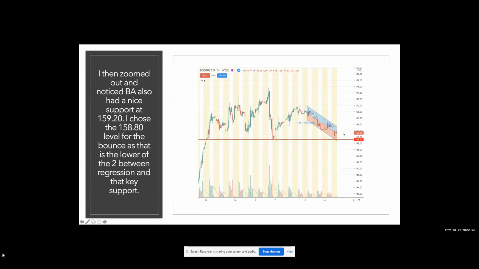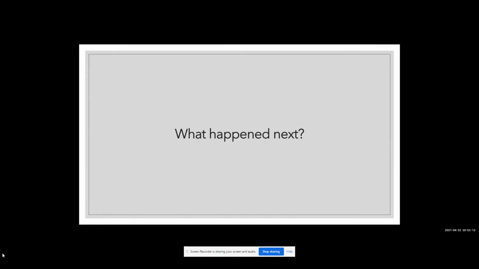down, okay? So I saw the support at 159.20 and the linear regression, right? The bottom of this linear regression was at 158.80, you can see right here. And I chose 158.80 as the bounce. I showed you where I posted on Discord, right? I said 158.80. So what happened when the stock reached 158.80?